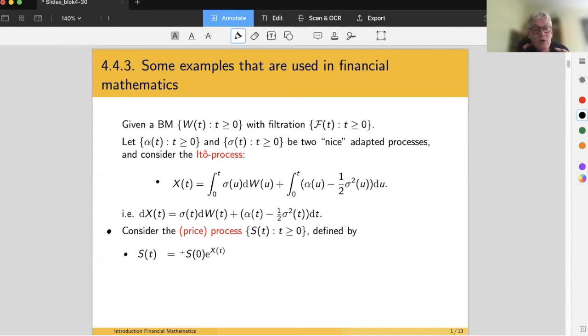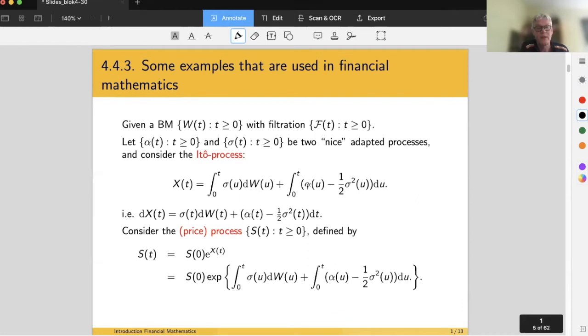Well, if the stock price now is positive, then you see that it will stay positive in the future because it's an exponential function. And that is very convenient. That is one of the properties that we would like to have. And then apparently we have e to the power this integral plus this integral. So if we write it out, we substitute for X this process over here. We get S0 e to the power the integral from 0 to t, sigma u dWu, plus the integral from 0 to t, alpha u minus 1/2 sigma square u du. So this is our price process, and we would like to understand the properties for it.